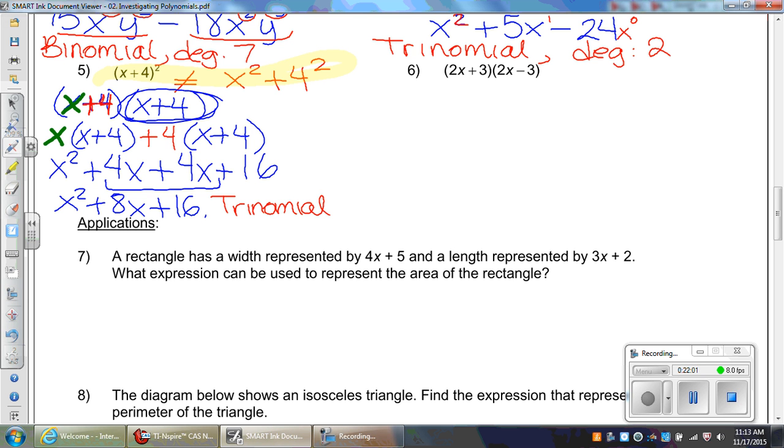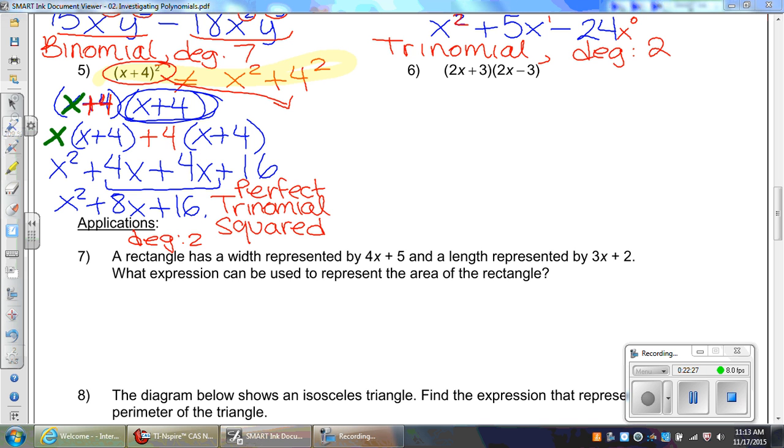In fact, since it comes from a binomial being squared, we could call it a perfect trinomial squared. And of course, the degree is 2. Now, a shortcut to multiply things like that will be the following. You square the first term, which is the x. You square the second term, which is the 4. So 4 squared is 16.